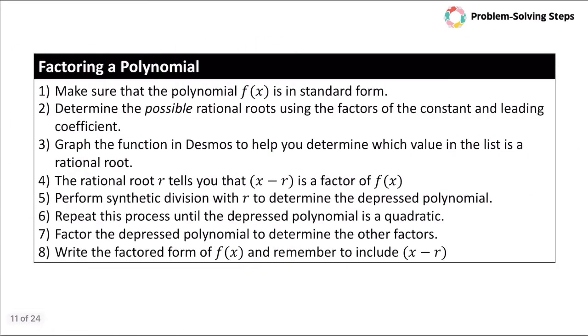So here are the steps, right? Everything all together. Make sure that the polynomial f of x is in standard form, and then determine the possible rational roots using the factors of the constant and the leading coefficient. You can graph in Desmos to help you determine which value in the list is a rational root, and then write the factor based on that rational root. Perform synthetic division with r to determine the depressed polynomial, and then keep repeating until the depressed polynomial is a quadratic. Then factor the depressed polynomial to determine the other factors, and then write the factored form of f of x, and remember to include the x minus r.